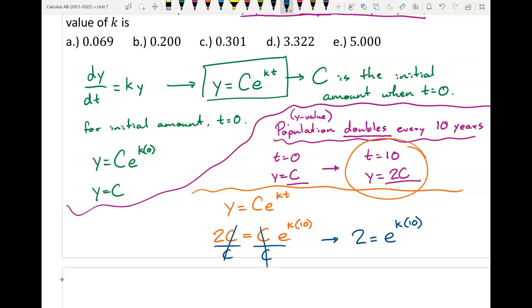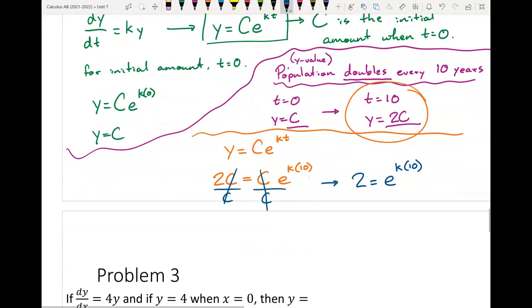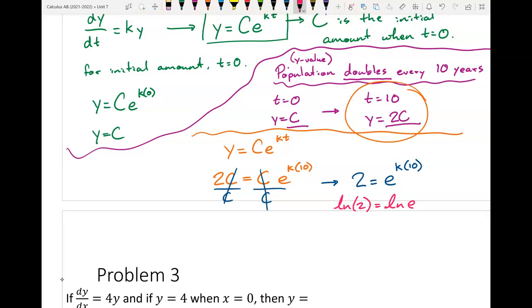Otherwise, if you're not using this, why do they give you that information? You have to use it at some place, and we're using it here. Now, how would I go about solving for k? We log both sides. So that's going to be ln of 2 equals ln of e to the 10k. What happens to the ln and the e? I'm left with natural log of 2 equals 10k. How do I solve for k?